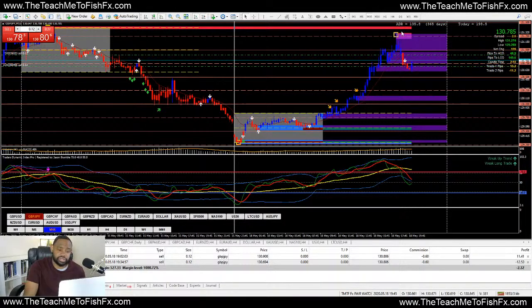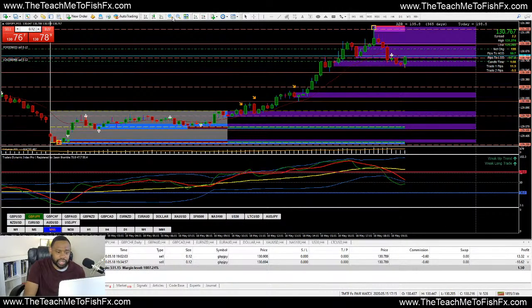Preferably, it won't come back to take the high out, but this could just be a little brief pullback to come in. Again, we did have this large shift candle right here, and if you guys follow my channel, I always say whenever you see these large candles like this, expect the market to come back and get 50% of that candle at least.